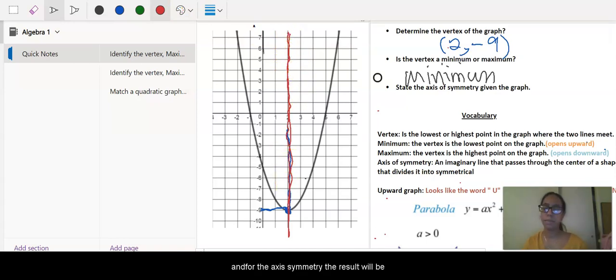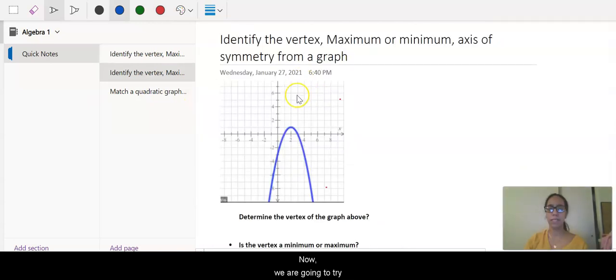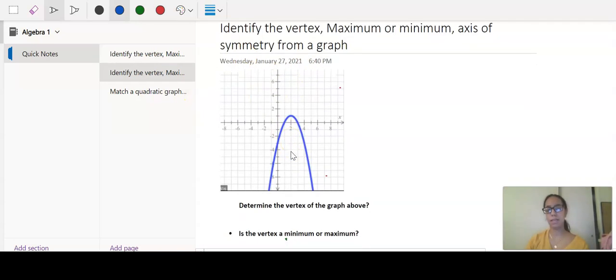Now for the symmetry, the symmetry will be the value where the line is intersecting the x-axis. If you notice here, the vertical line is intersecting when x is equal to 2. We're done answering this question. Now we're gonna try to solve this one.